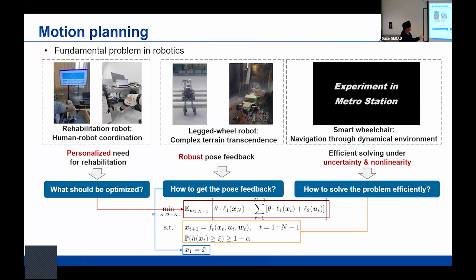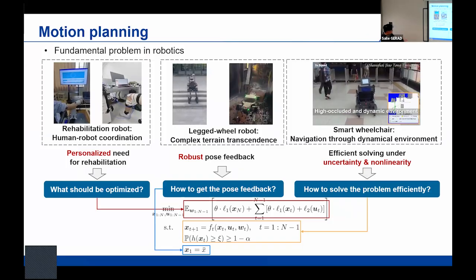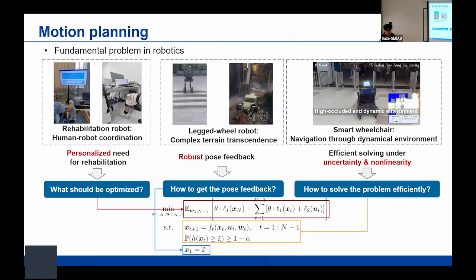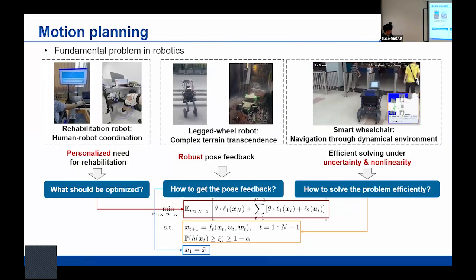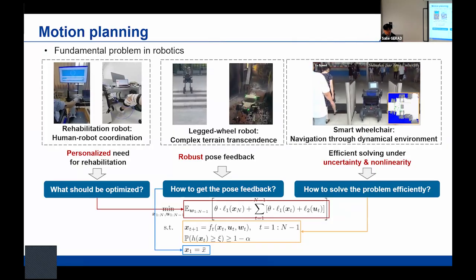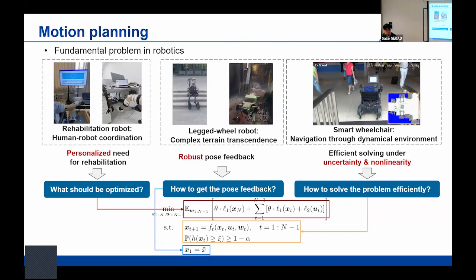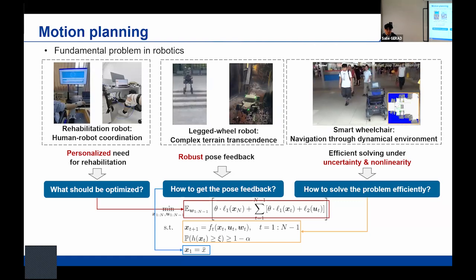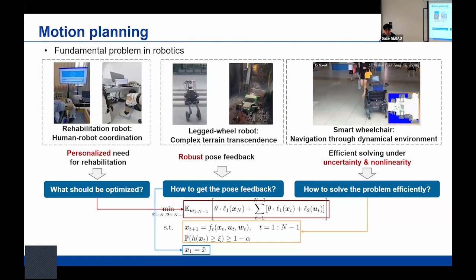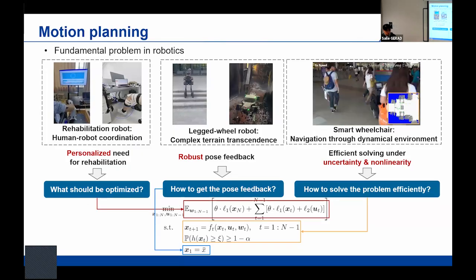There are some videos that our research is about. On the left-hand side, you see this rehabilitation robot, and then you have this human-robot coordination. The question becomes like this: everyone is personalized, each patient is different, and their need for rehabilitation is also different. And as the treatment process goes on, their need might also change, because you may have muscle cramps, so it evolves over time.